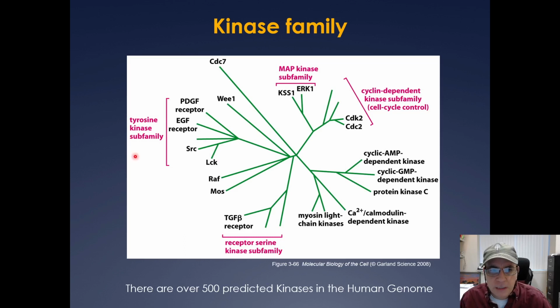You have the tyrosine kinase subfamily. Here's a receptor serine kinase family. You got your cyclin-dependent kinases, which are involved in cell cycle control, MAP kinases, and then there's a whole bunch of other ones. We'll see myosin light chain kinases later, calcium calmodulin dependent kinases. There's a whole bunch. No need to necessarily memorize this, but you guys will see a lot of these kinases throughout the course.